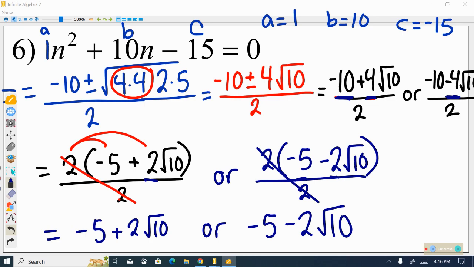We have negative 5 plus 2 root 10. That cannot be simplified anymore. You could try to turn that into a decimal value, but for the purposes of this assignment, we're just working on the basic idea of using the exact value, leaving it as a square root, okay? So there we go with this example.